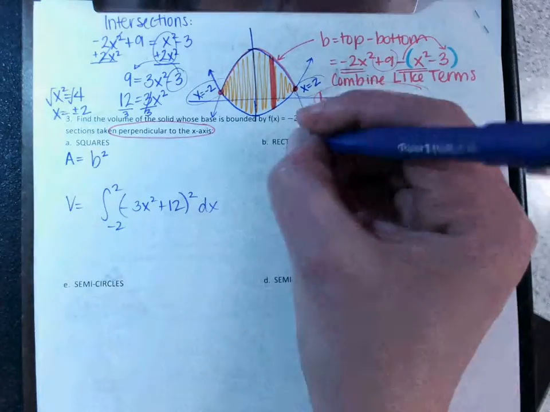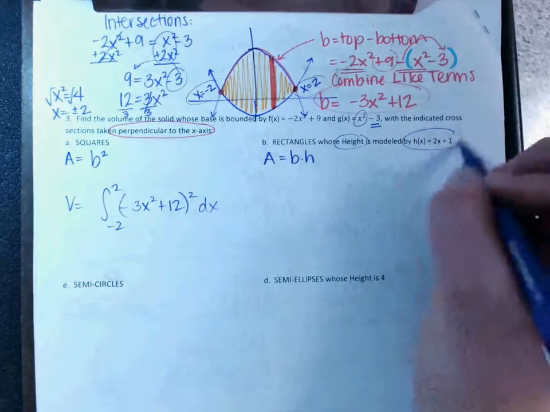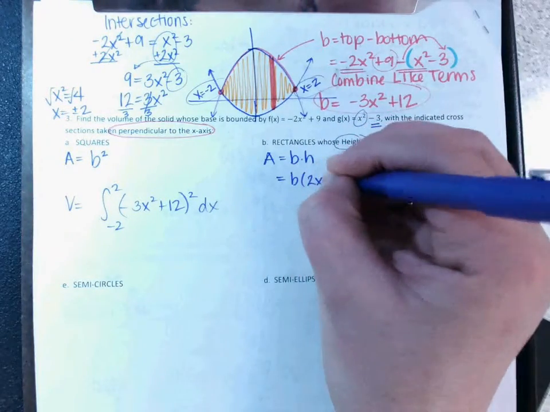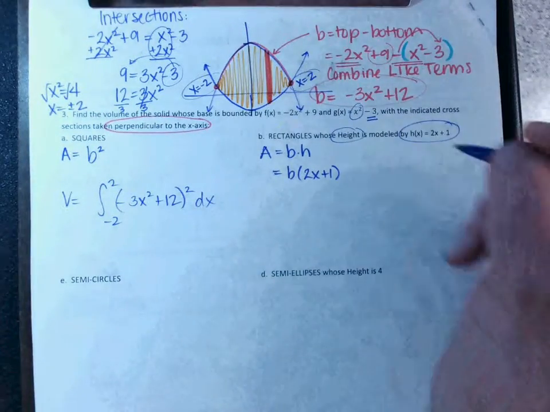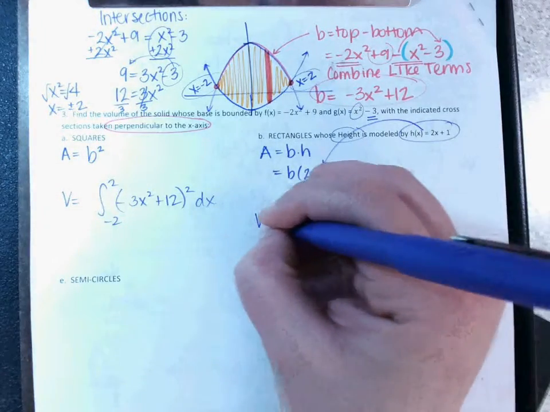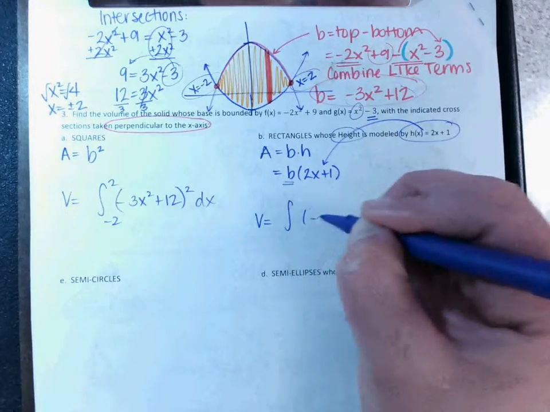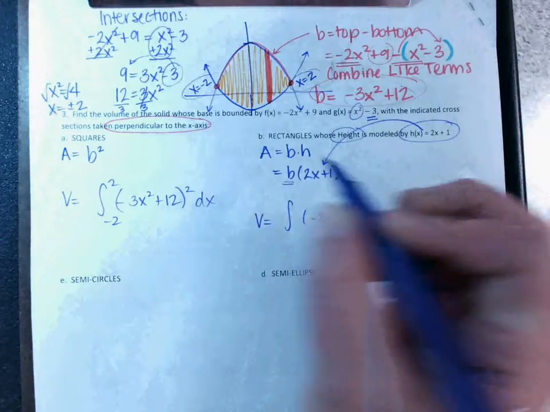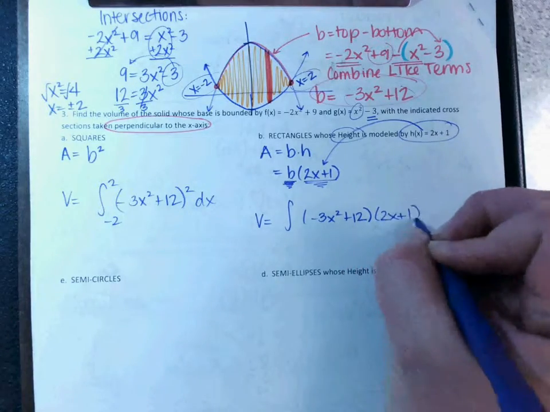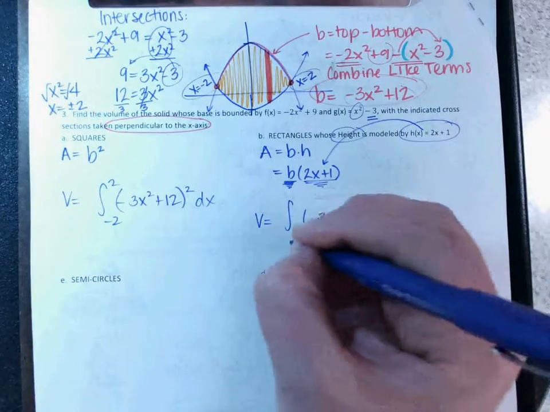Okay, next one, it says I want a rectangle. Rectangle's base times height, but then look what it says. I want the height to be modeled by 2x plus 1. Okay, well then that's going to be base times 2x plus 1. And I'm just going to take that height and sub it into my equation. Now, when I set up my volume, remember that I already have a substitute for b. b is this. So I'd have negative 3x squared plus 12. That's standing in for my b here. And then times my height, which is 2x plus 1. Then remember that my endpoints are the endpoints of my region, negative 2 till 2.